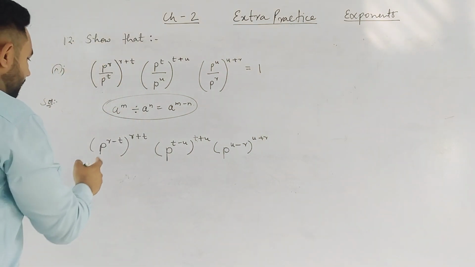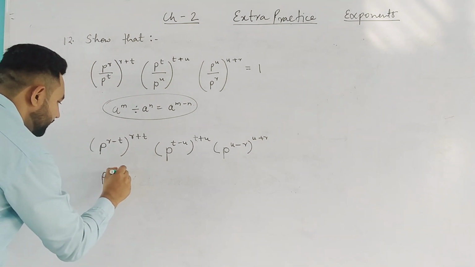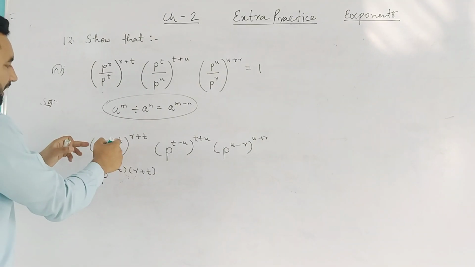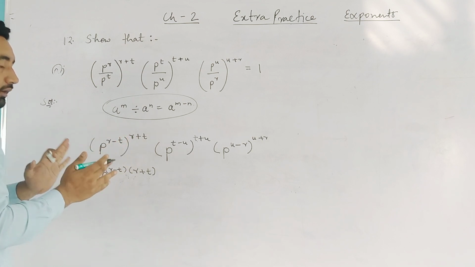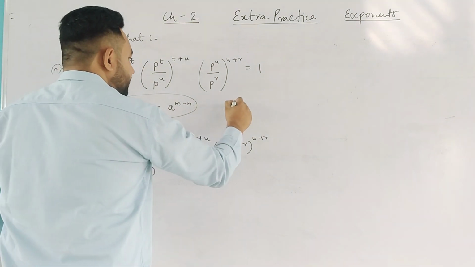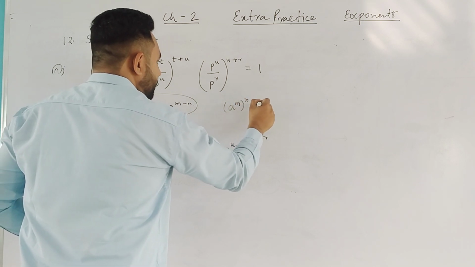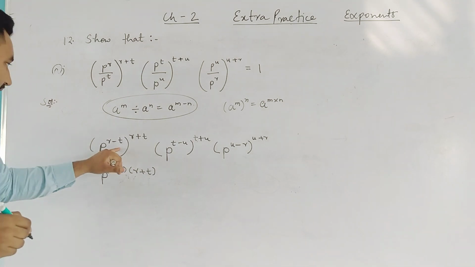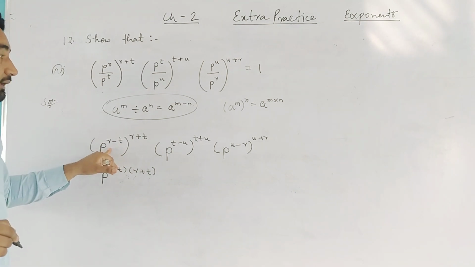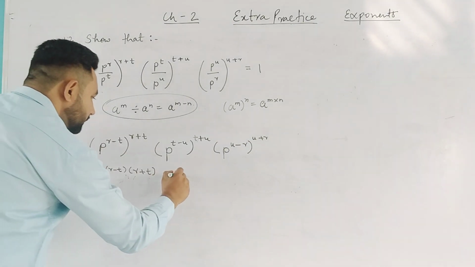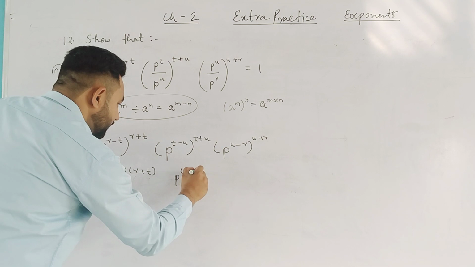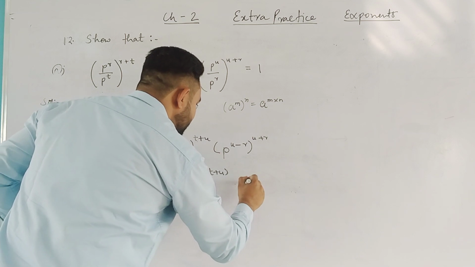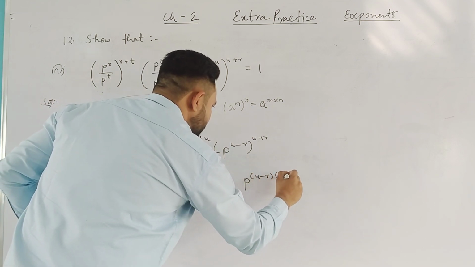See, this can be written as p to the power (r−t) in one bracket, and in another bracket (r+t). Why? Because the power inside the bracket and the power outside the bracket get multiplied, according to the law (a^m)^n = a^(mn). Whatever the power inside the bracket is, it gets multiplied by the power outside. Now here you can write p^(t−u) in one bracket and (t+u) in another. Same here, p^(u−r) in one bracket and (u+r) in another.